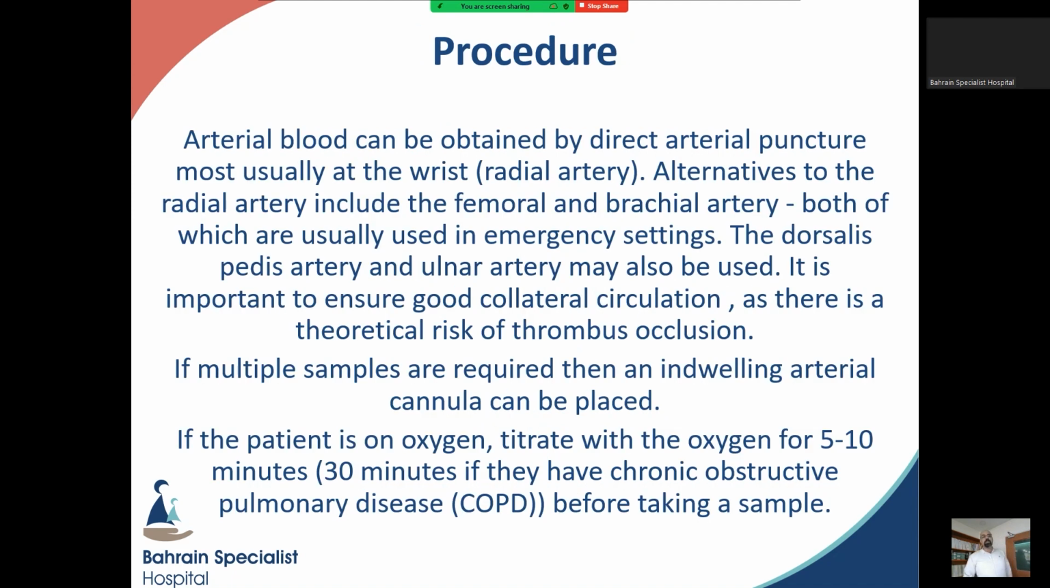So, what's the procedure? Arterial blood can be obtained by direct arterial puncture, most usually at the wrist, the radial artery. Alternatives to the radial artery include the femoral and brachial arteries, both of which are usually used in emergency settings. The dorsalis pedis artery and the ulnar artery may also be used. It's important to ensure good collateral circulation, as there is a theoretical risk of thrombus occlusion. If multiple samples are required, then an indwelling arterial cannula can be placed.